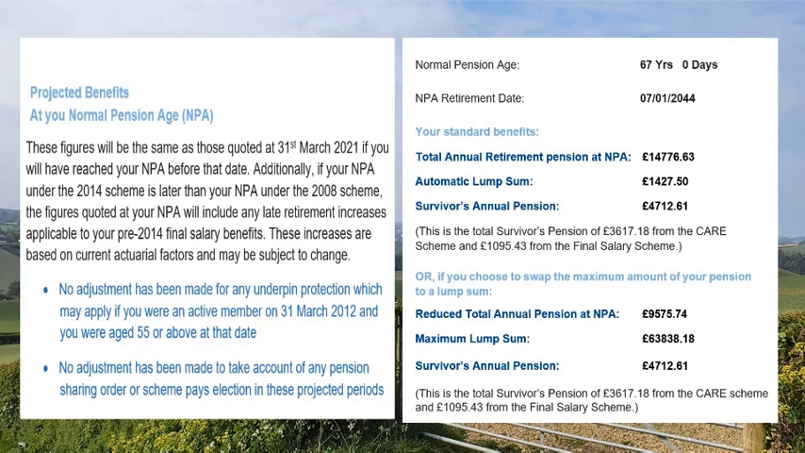The figures quoted at your normal pension age will include any late retirement increases applicable to your pre-2014 final salary benefits. These increases are based on current actuarial factors and may be subject to change. Your normal pension age and date are shown. If you are over your normal pension age, the figures in this section may be blank. In this case, your benefits as at the 31st of March 2021 are the ones that would be payable now.